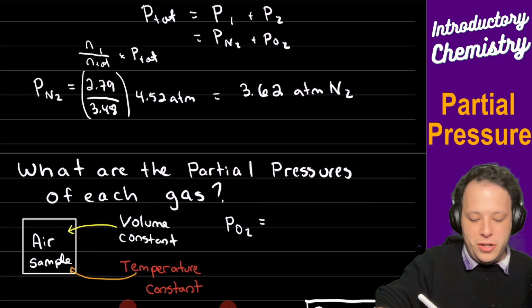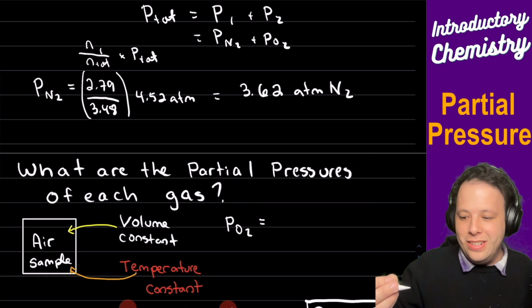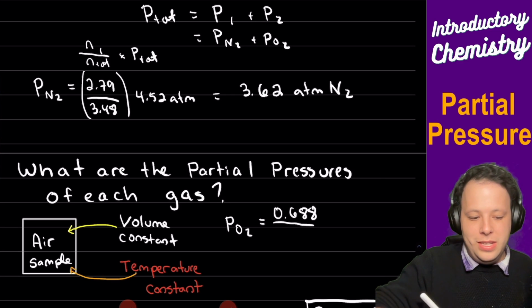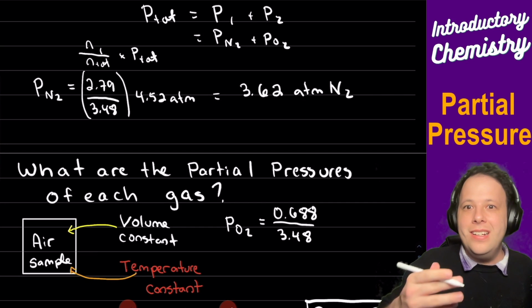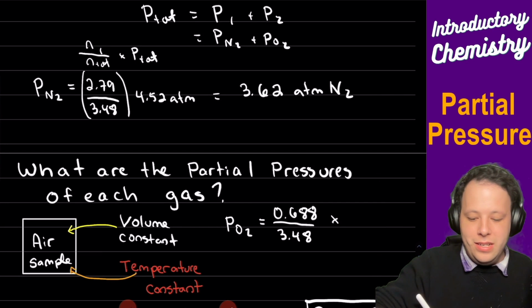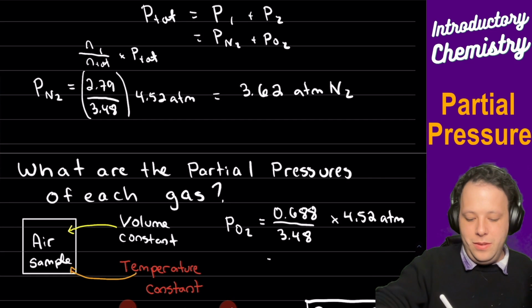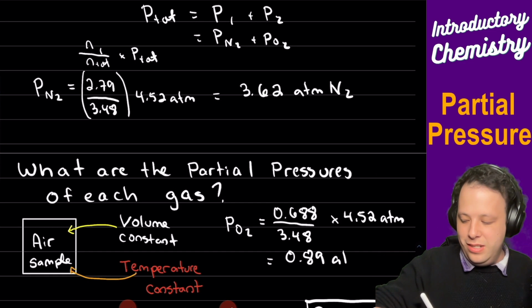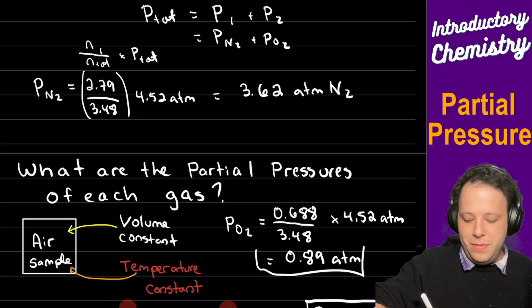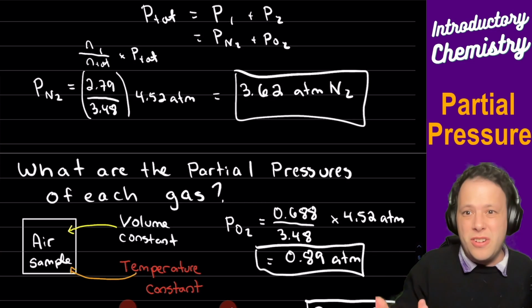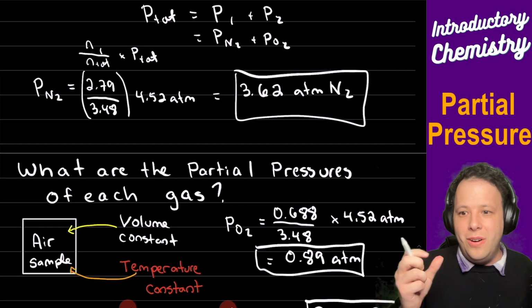And we can do a very similar idea with oxygen as well. We can take our partial moles of oxygen and plug that into the equation too, and do the same type of calculation. So if we take that 0.688, divide by 3.48, times the total pressure that is there, we can also get the partial pressure of oxygen gas. So this is a very powerful method. It lets you do partial pressures, partial moles, everything, all in one equation.